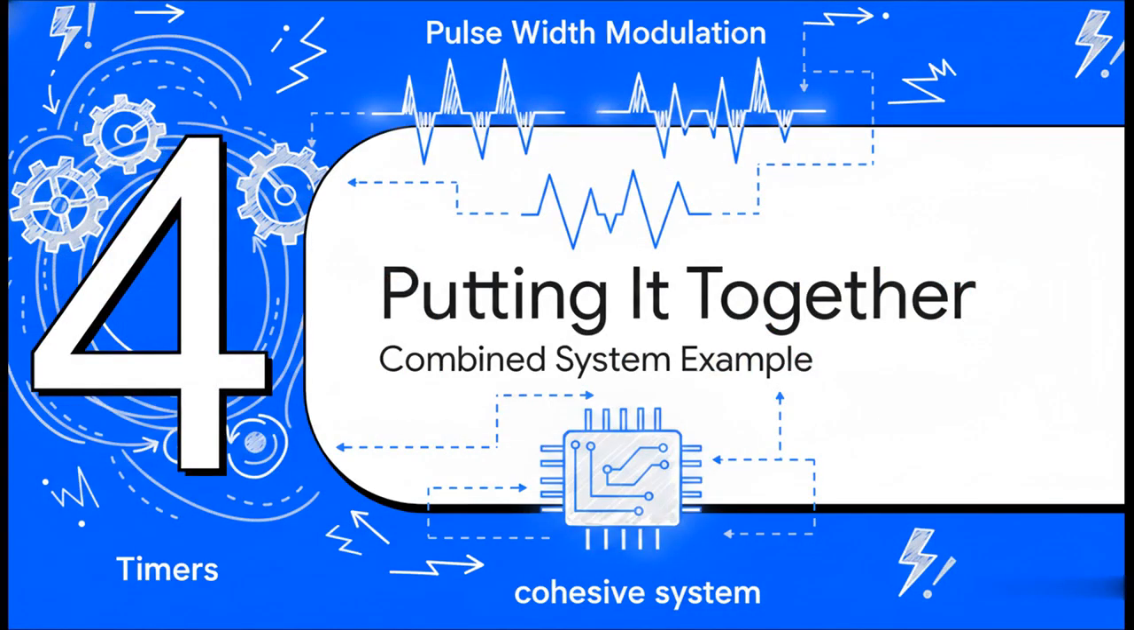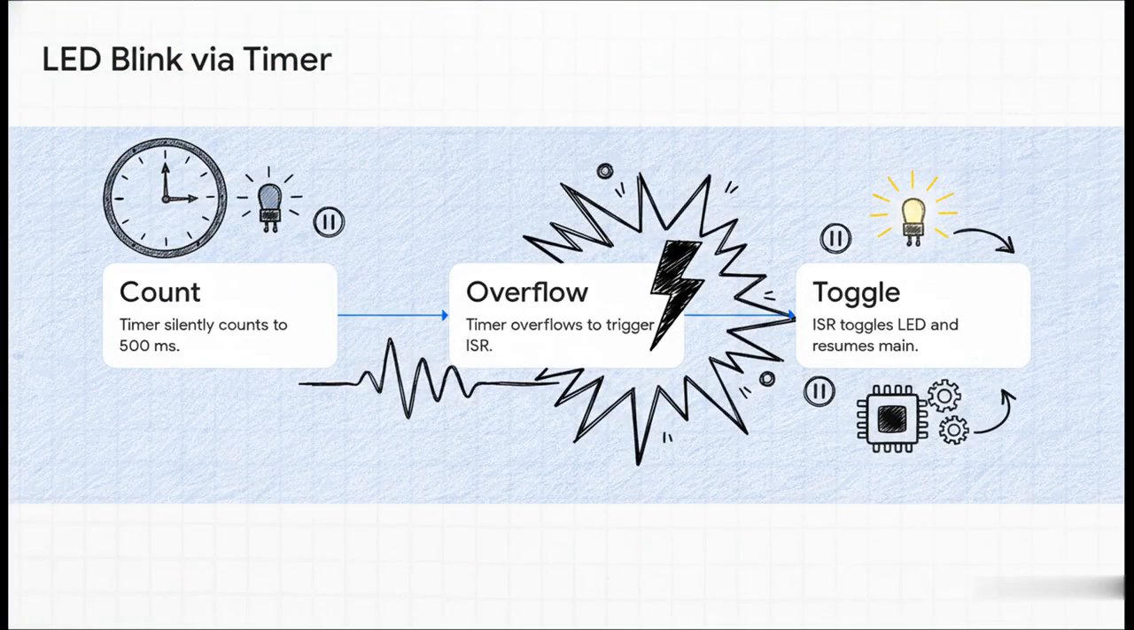All right, Section 4, putting it all together. Let's walk through a combined system example and watch all these invisible hardware superpowers snap together into one cohesive system. Let's say we want to blink an LED without blocking the CPU. We simply let a timer count in the background until it hits 500 milliseconds and overflows. Boom! That overflow fires an interrupt, pausing the main loop just long enough to run the ISR, toggle the light, and return. The processor remains entirely free to run all your other complex application logic in the interim.